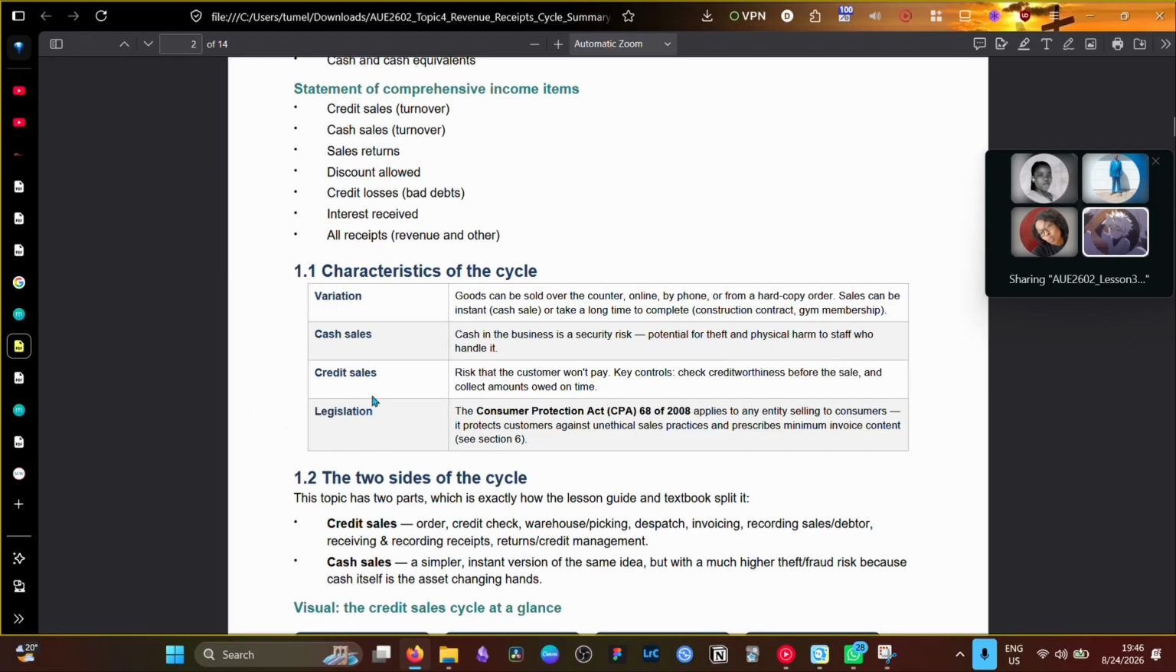And then we have credit sales, risk that the customer won't pay. Key control: check credit worthiness before the sale and collect amounts owed on time. Legislation: the Consumer Protection Act, CPA 68 of 2008, applies to any entity selling to consumers. It protects customers against unethical sales practices and prescribes minimum invoice content.